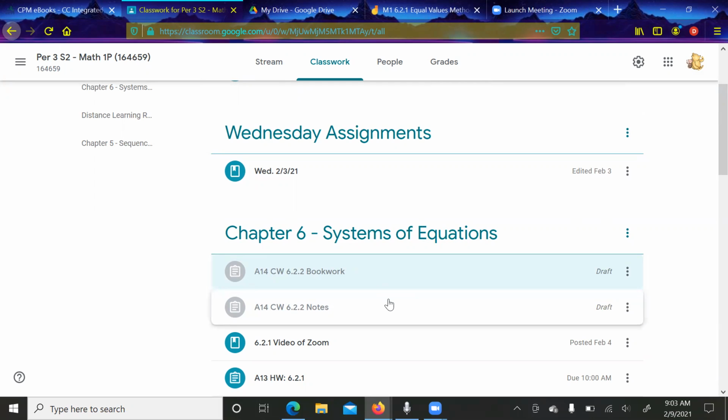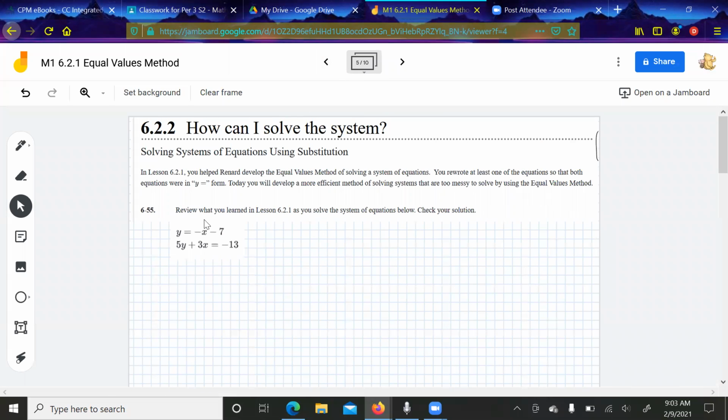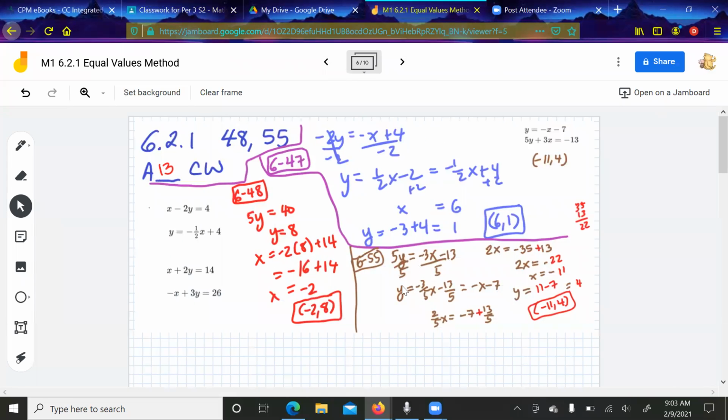All right, let's start the notes on 622 substitution. So I need to go to my Jamboard here, starting with 56. Actually 55, a couple days ago, we left off with 55 where we solved this problem, and I actually had you do it. I said, okay, let's use equal values. Let's solve this for y. This one's already solved for y equals negative x minus 7. And if we solve this for y, I'm going to get y equals negative 3/5 x minus 13/5, and then I would set it equal to the negative x minus 7 part.